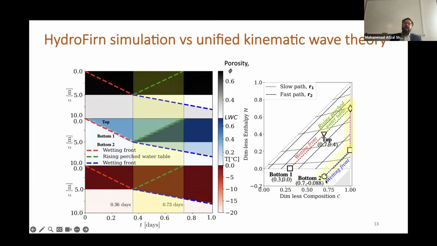So this test helps us with three things. First, it shows that the hydrofirn model is verified. Secondly, it tells us that our kinematic wave theory is legit. We sometimes don't need to solve using a computer. We can just do it using our nice sketching skills. Third, it tells us that to form a perched water table, we need high melt.